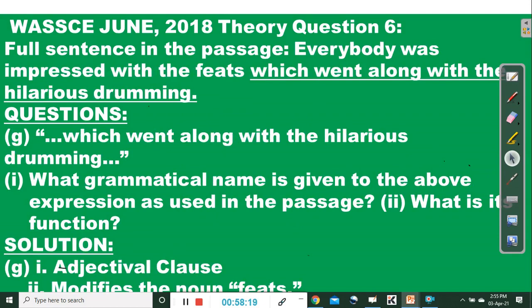Now, we are going to the West African School Certificate examination of June 2018. Again, we have theory question 6. You can see that WAEC repeats the pattern of the way they ask questions, and that is why one of the most effective ways of preparing for the West African Senior School Certificate examination is to use the past questions. That is a very effective way of preparing for your next examination.